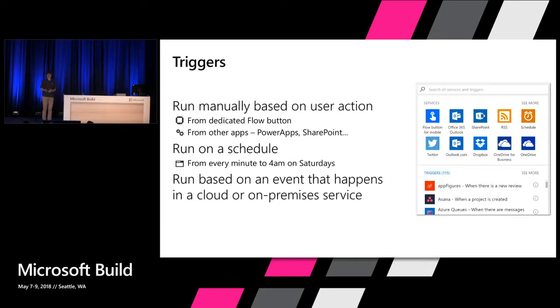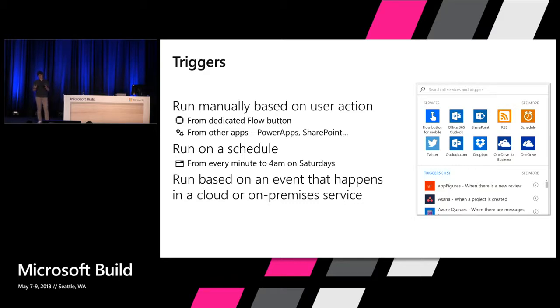In terms of triggers, there are 3 different common types. The first one is you can run a flow manually based on a user taking an action. For example, we have a Flow mobile app that I'll show in a little bit that allows you to hit a button and immediately kick off a business process inside your organization. Another thing you can do is use Flow to run on a schedule. So you can say every week or every day at 4 a.m. This can even respond based on daylight savings time and those types of things.